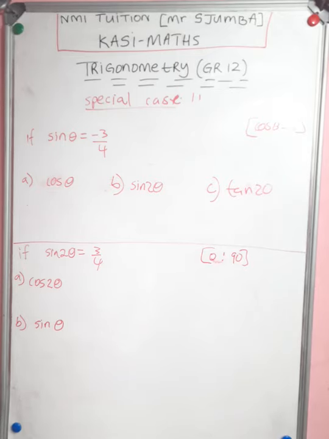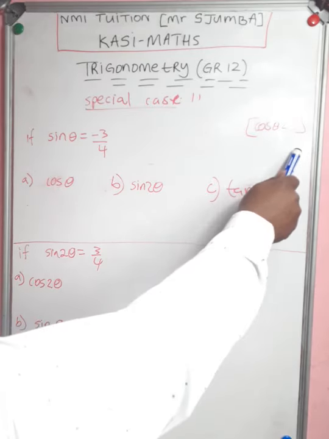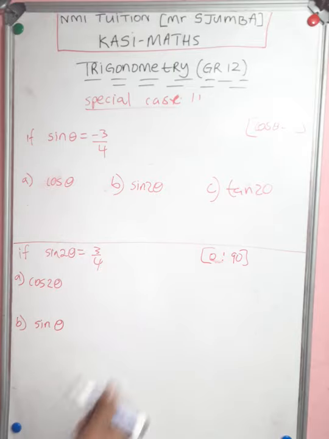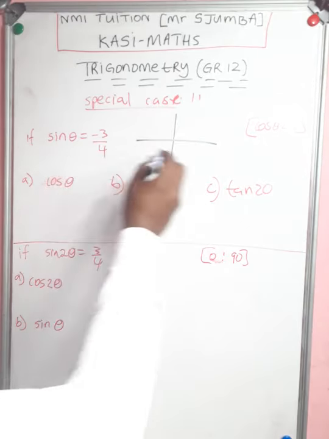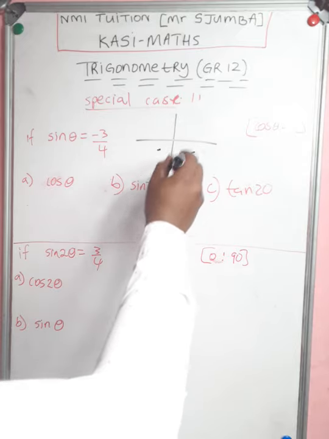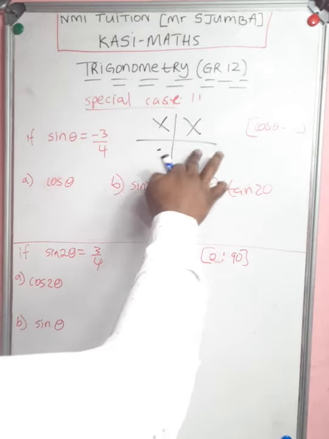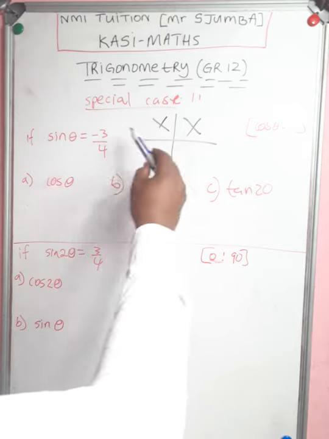Right, so this is the special case. If sine theta is equal to 3/4, it is equal to a number, so there is a restriction. So we must draw where sine is negative. Sine is negative in 3 and 4, so these two are out. So this is a good restriction.